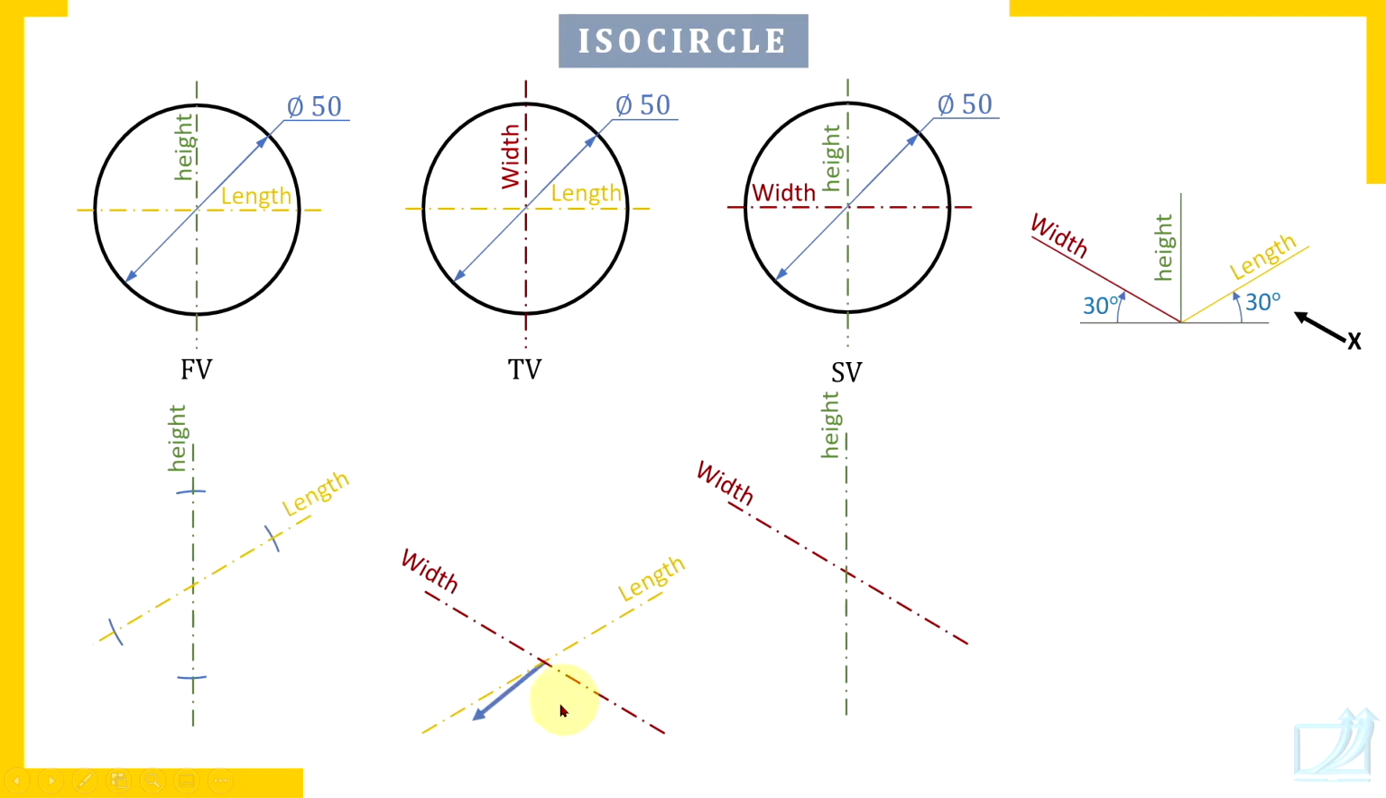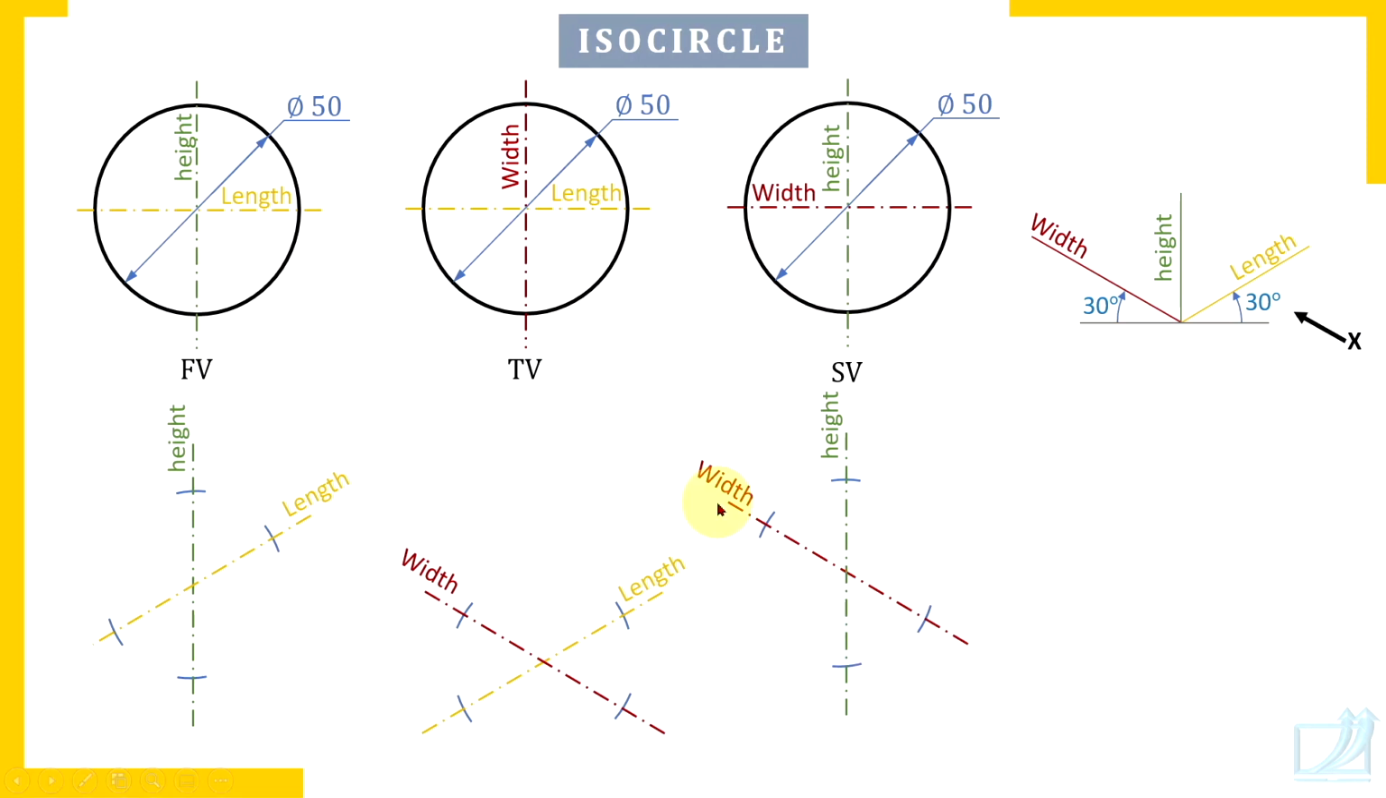Try to understand once again. Take radius 25 and mark points at distance 25 on these center lines from the center of the isocircle. Once again, listen here. Take radius 25 and mark points at distance 25 on these center lines from the center of the isocircle.